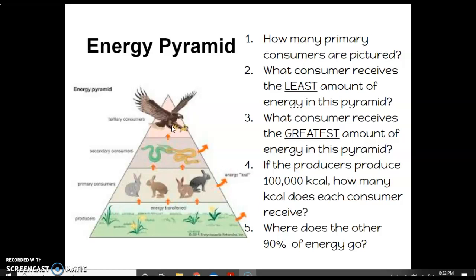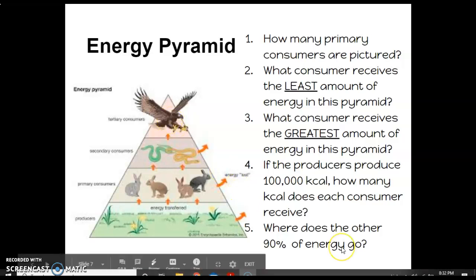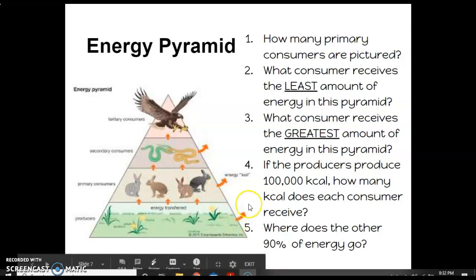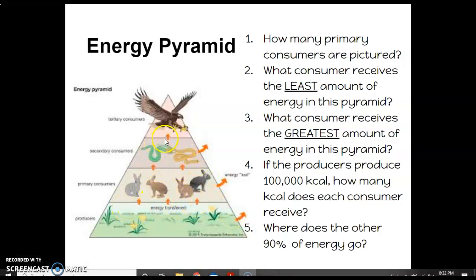Where does the other 90% of the energy go? It is given off, and it even says it right here, the energy is lost. And I believe that says heat right there. That's what the red arrows are: the 90% is given off as heat. That's the whole reason why only the 10% makes it to the next level, and you can see where the energy is being transferred.